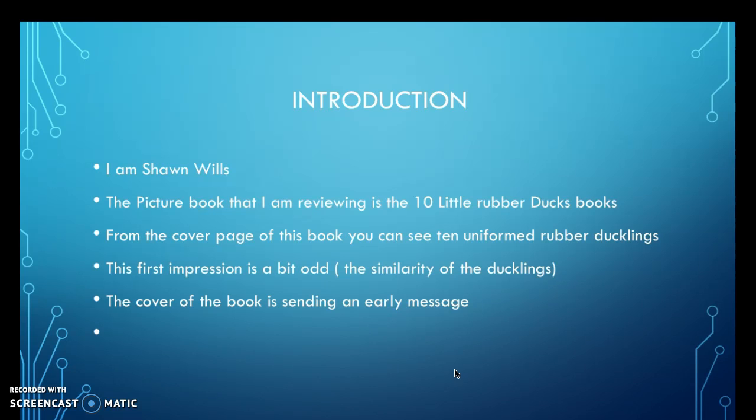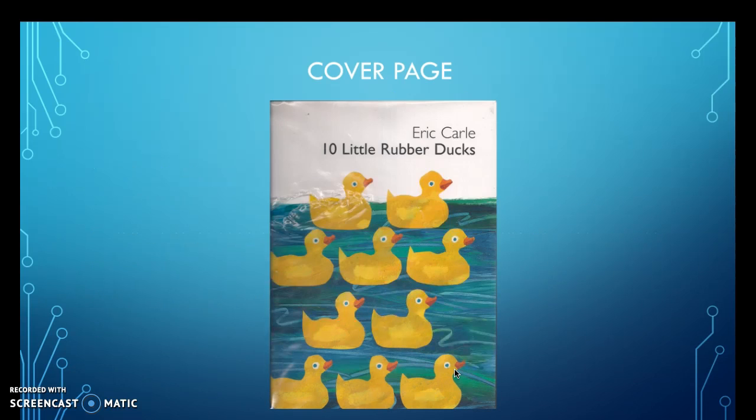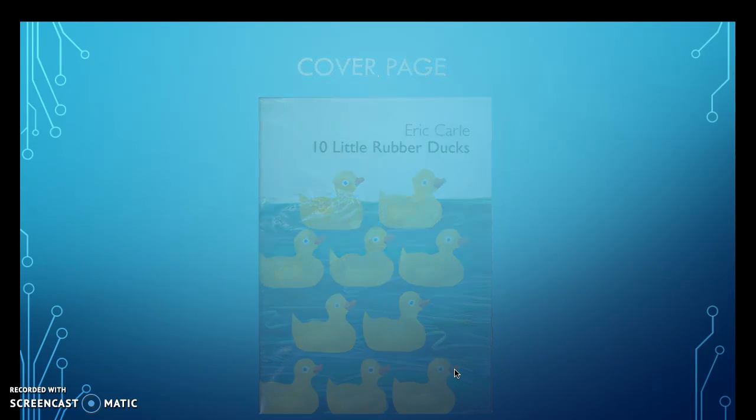The cover of the book sends an early message to the viewer. As you can see, each duckling is painted the same exact color, and each one of them is arranged in order, and they're looking straight in front. Apparently, they are dedicated to a purpose.